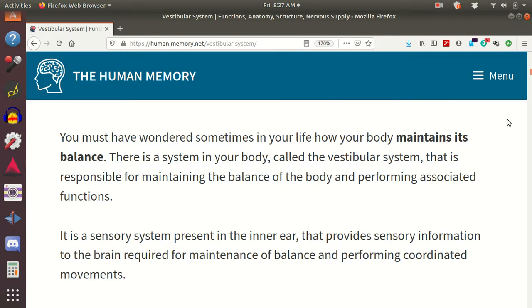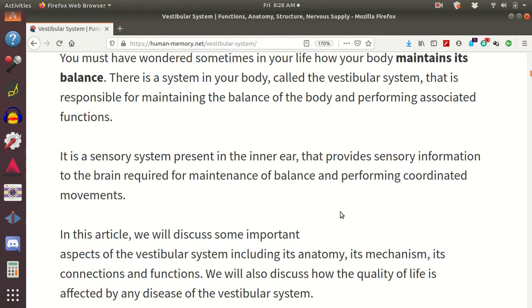You must have wondered sometime in your life how your body maintains its balance. So there's a system in your body called the vestibular system that is responsible for maintaining the balance of the body and performing associated functions. It is a sensory system present in the inner ear that provides sensory information to the brain required for maintenance of balance and performing coordinated movements.